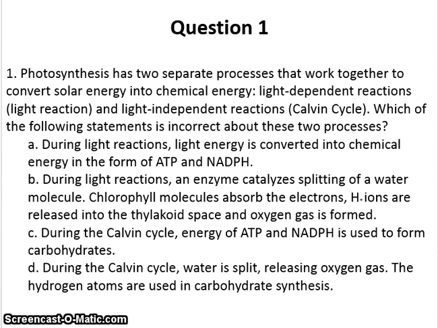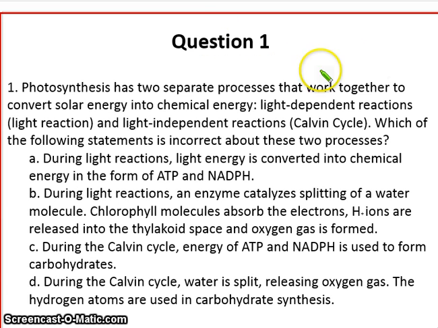It says on here that photosynthesis has two separate processes that work together to convert solar energy into chemical energy, light dependent versus light independent. Which of the following statements is incorrect about the two processes? So the first thing I always do is remind my students we need to circle the word incorrect. Incorrect is the one we're looking for. We're looking for the one that's false.